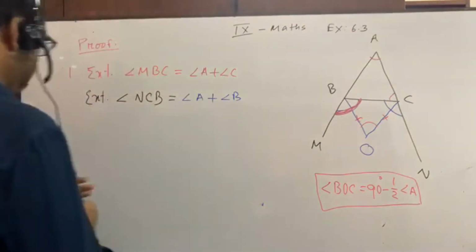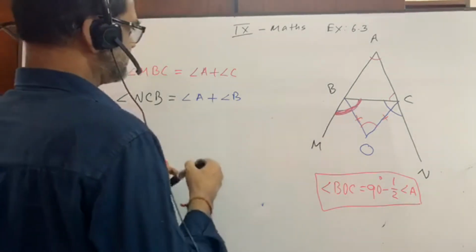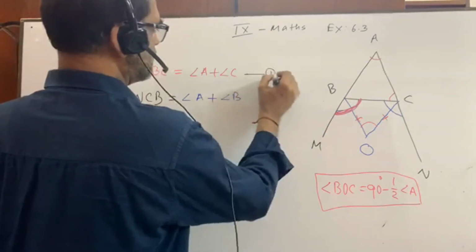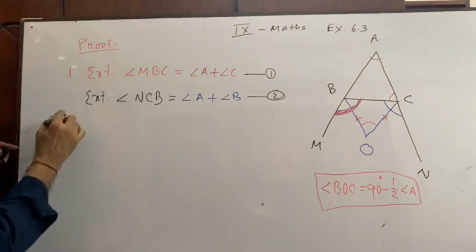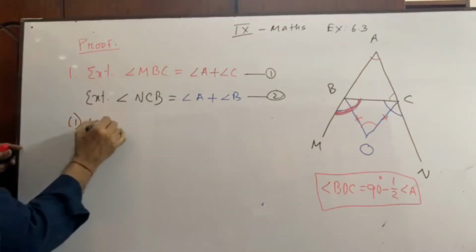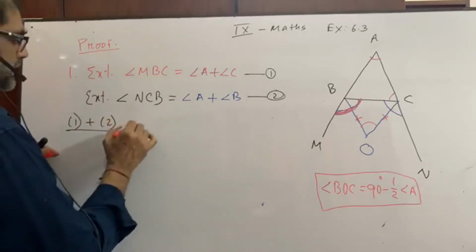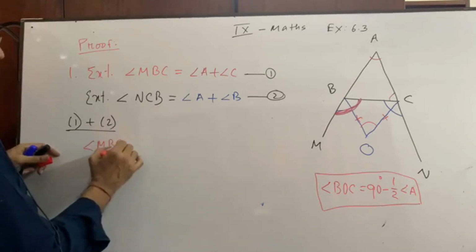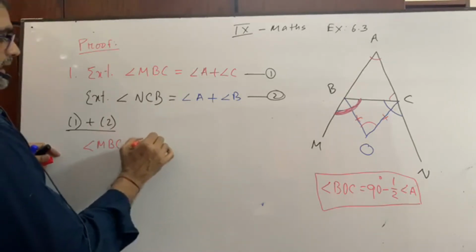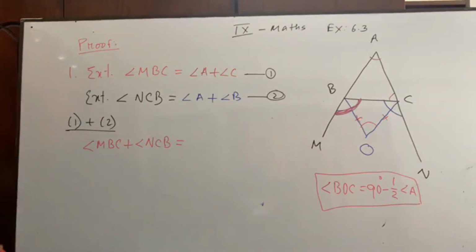Now you see, dear students, if I add these two equations, suppose you mark it as equation 1 and this as equation 2. If I add 1 and 2, what will we be left with? We will be left with angle MBC plus angle NCB is equal to, the left hand sides have been added together.